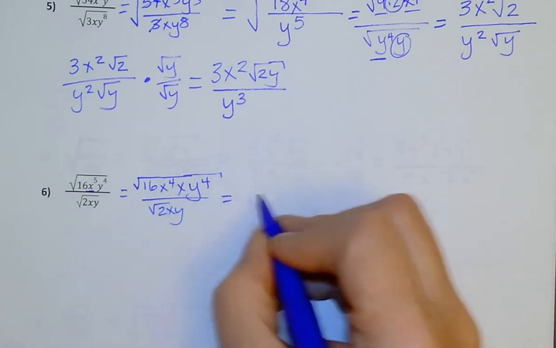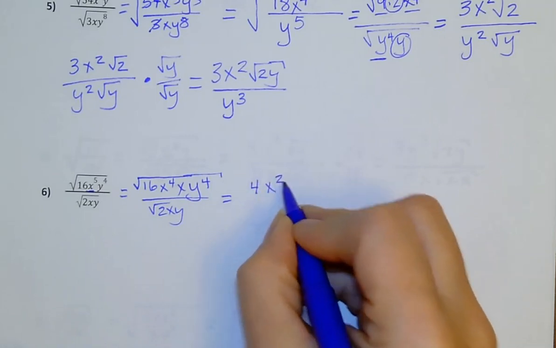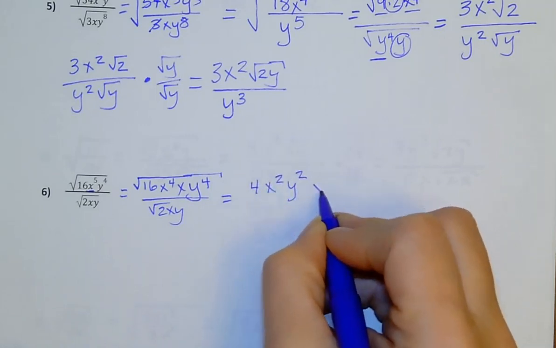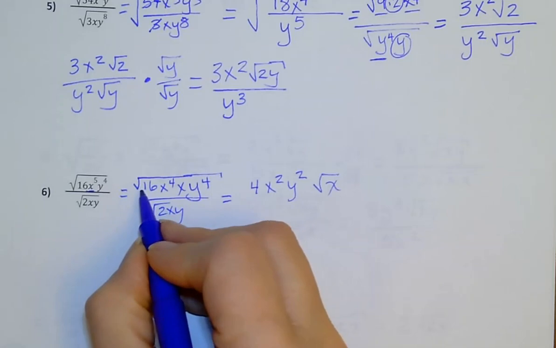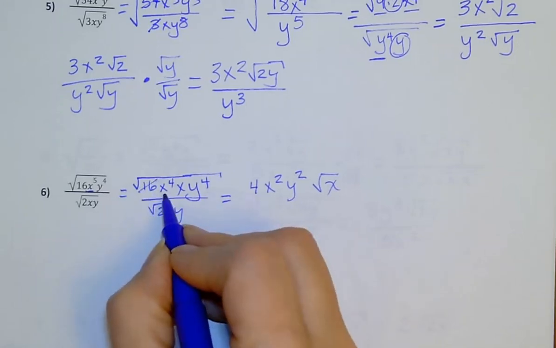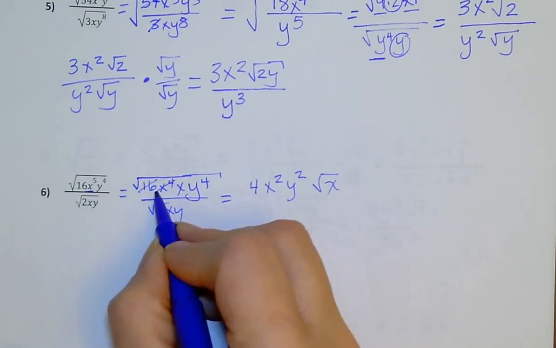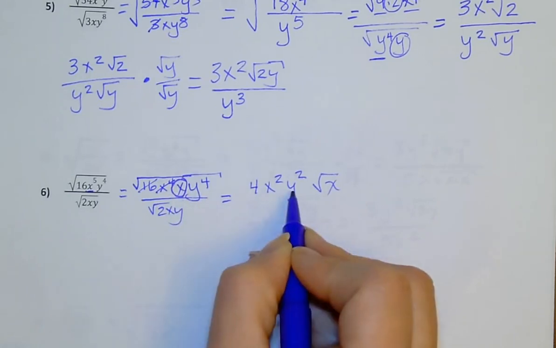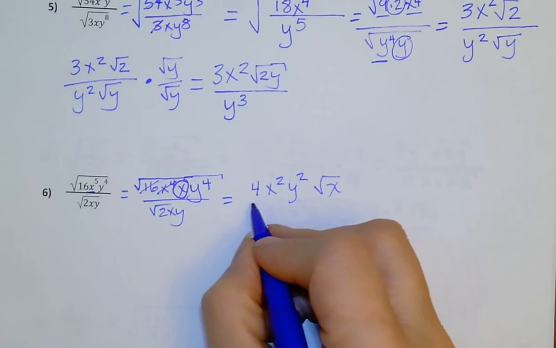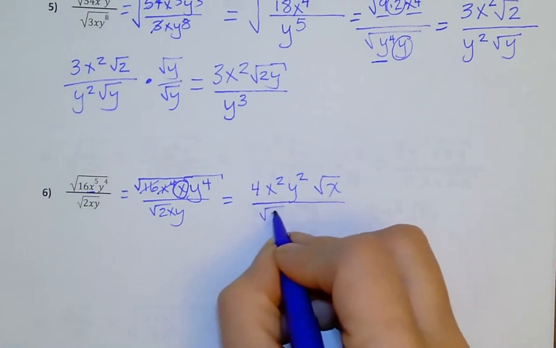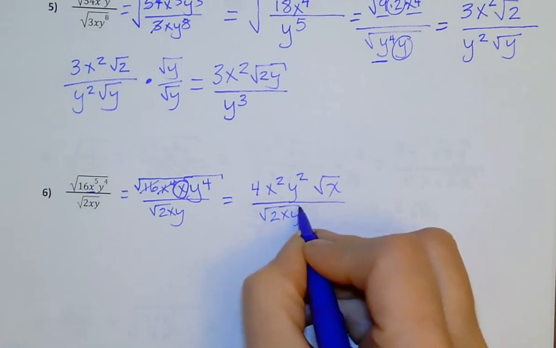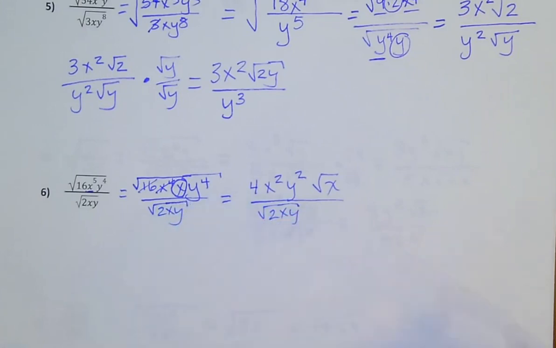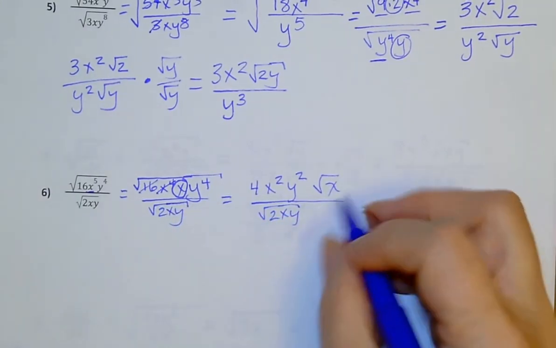If I simplify first, I get 4x squared y squared times the square root of x, right? Square root of 16 is 4. Square root of x to the 4th is x squared. Couldn't take the square root of x yet, but I have the square root of y to the 4th is y squared. Okay, this is all over the square root of 2xy. 2xy is all under the house.